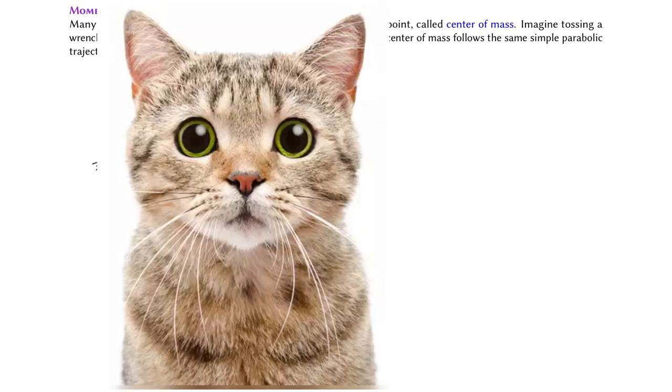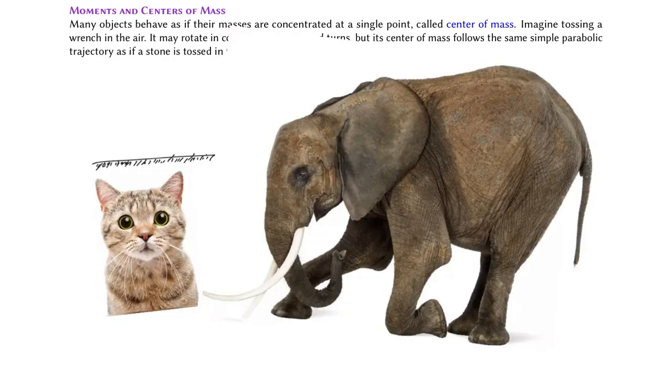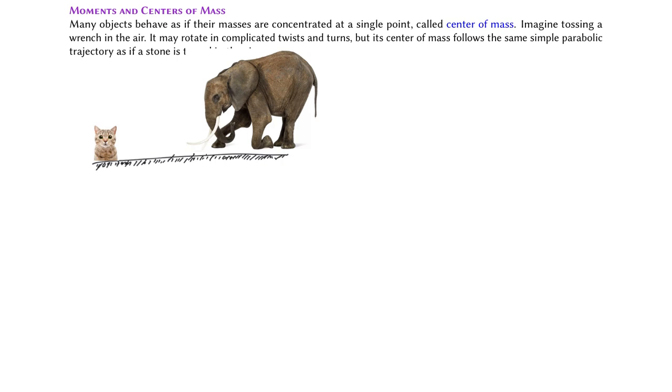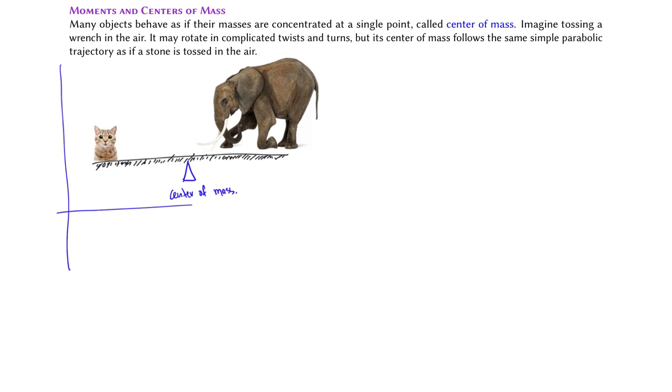To understand the center of mass, suppose we have two objects, or in this case, a cat and an elephant, and we put the two on a seesaw. The objective is to balance them. Where should we put the center so that the seesaw is balanced? This location is called the center of mass.